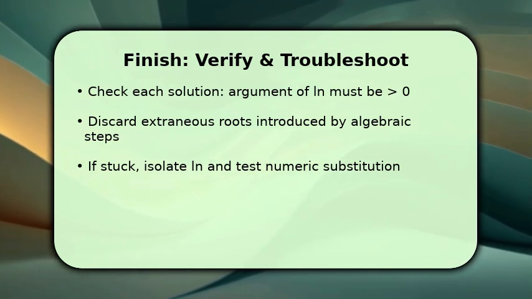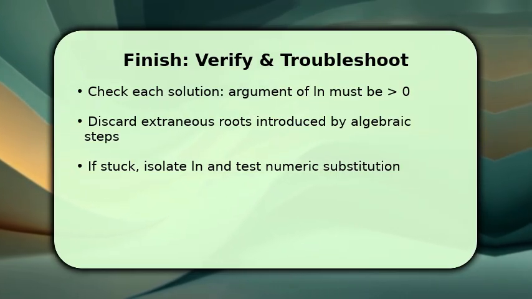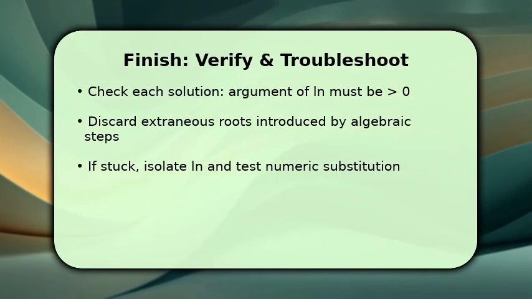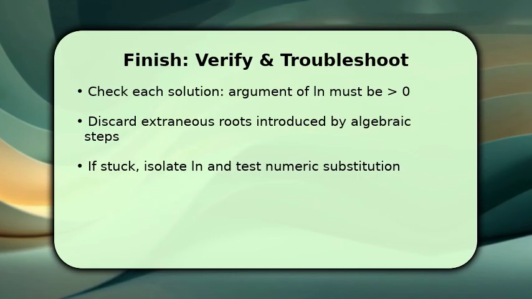If you get multiple roots, discard any that make the argument less than or equal to 0. If algebra produced complicated expressions, take natural logs again or use numeric methods like a calculator to verify.